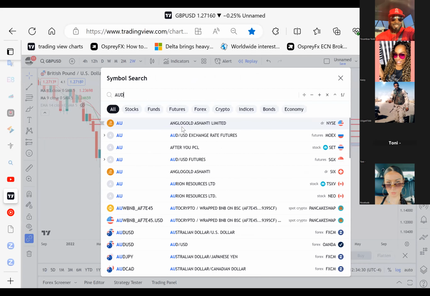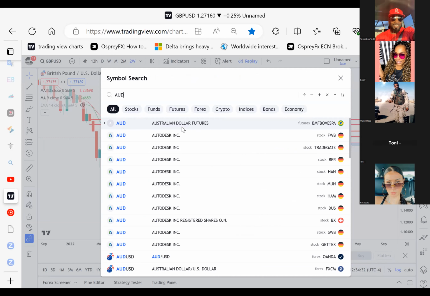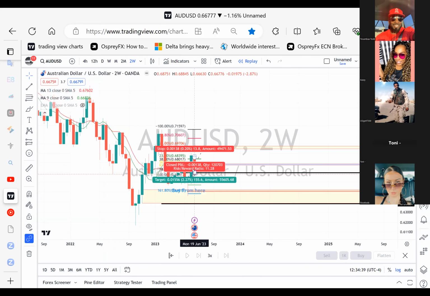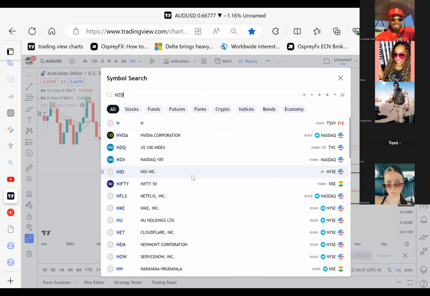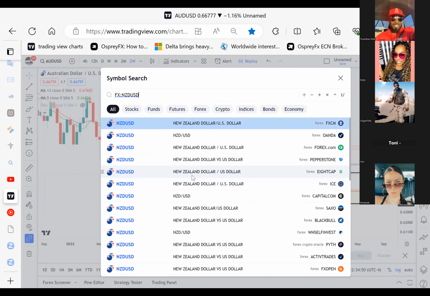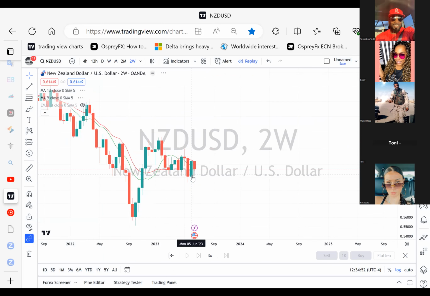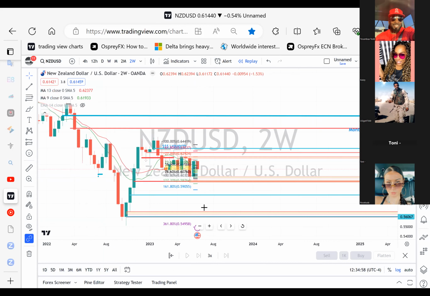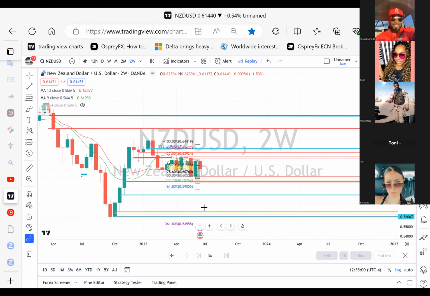So we have to remember that if you look at the rest of the pairs, AUD USD, if the dollar continues to get stronger, this is going to break down, right? Mm-hmm. I think this has reached a good level. I think NZD USD has reached low enough, and I think it's going to go higher too. I mean, we'll see.